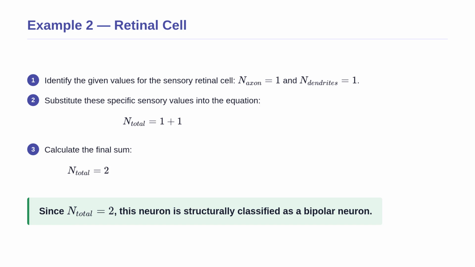We identify our inputs. N axon is 1 and N dendrites is 1. Substituting these into our formula, we get 1 plus 1, which equals 2. According to our classification rules, a neuron with exactly 2 projections is a bipolar neuron. This highly linear structure is characteristic of sensory pathways like vision, where signals must be passed forward quickly and accurately without being mixed with distracting inputs.